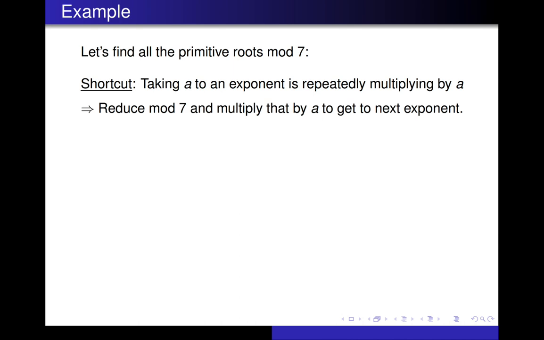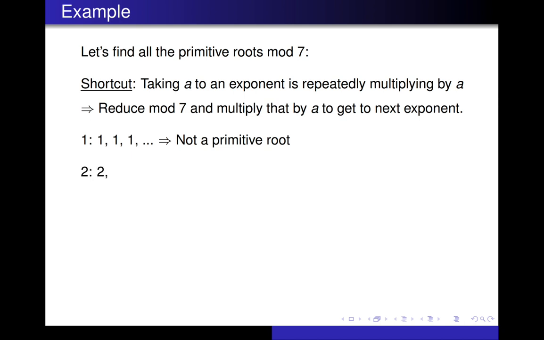So each time we find a power of a, we can reduce that number mod 7, and then to get to the next exponent, we can just multiply by a again, not by the whole big number, but by the reduced number mod 7. I'll show you how that works in some of these examples that we work out. So for instance, if I'm looking at powers of 1, 1 to the 1 is equal to 1, and each time I go to the next one, I'm going to multiply by 1. This isn't going to be very interesting because I'm always going to get 1. In particular, since I just get 1, it's not a primitive root.